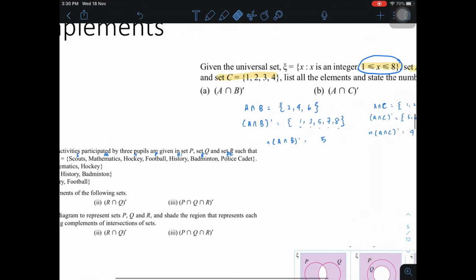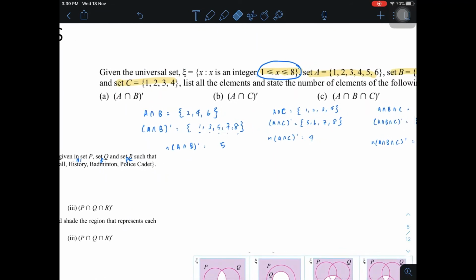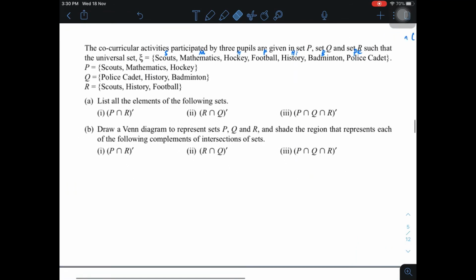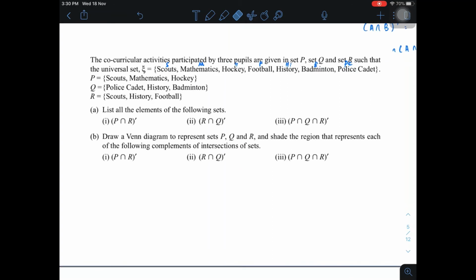It's really similar to the numbers. It's just a little bit longer, so it might be a little bit more confusing. But if you understand the concept, you get the hang of it. So they want us to draw a Venn diagram to answer the following question. Okay, cool. The sets P, Q, R and shade the region that represents each of it. So we understand that there is an intersection between P and R and Q.